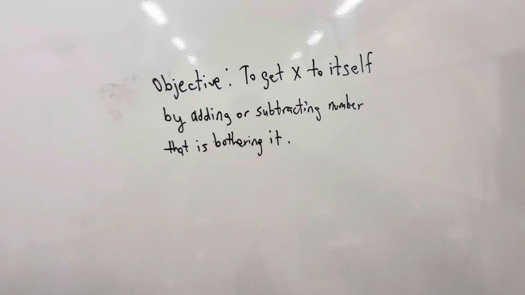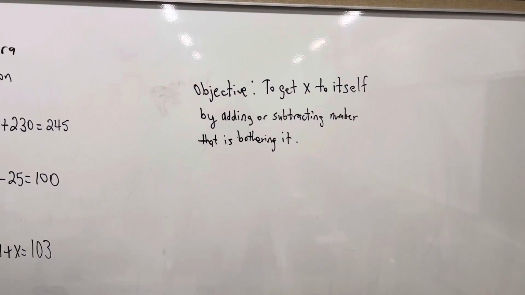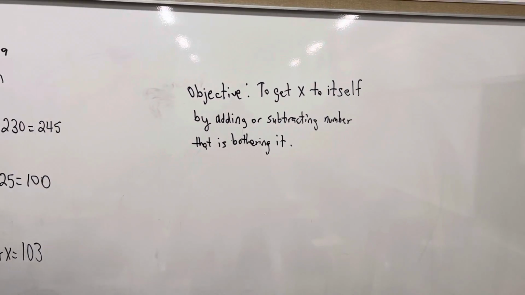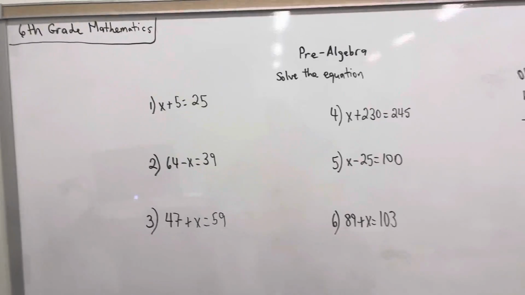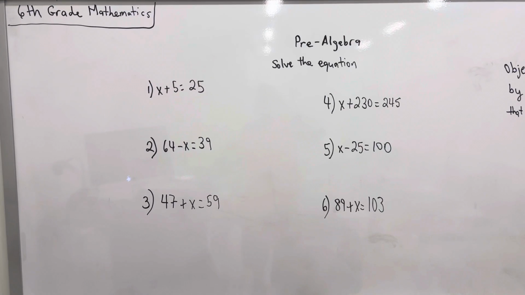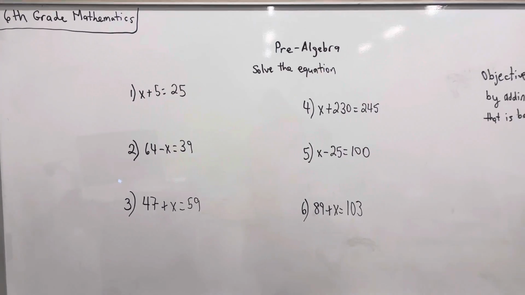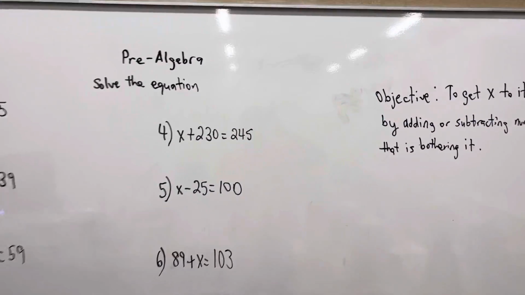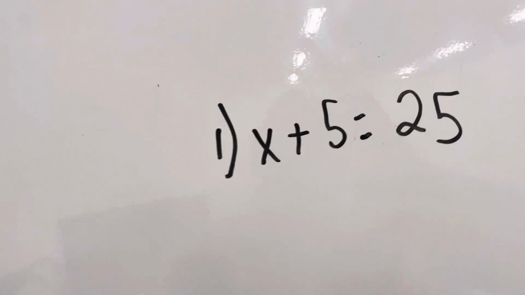So I like what I wrote. The objective is to get x to itself by adding or subtracting the number that is bothering it, as you see over here. So let's work on these problems, and we're about to have a whole lot of fun. Let's start with number 1.